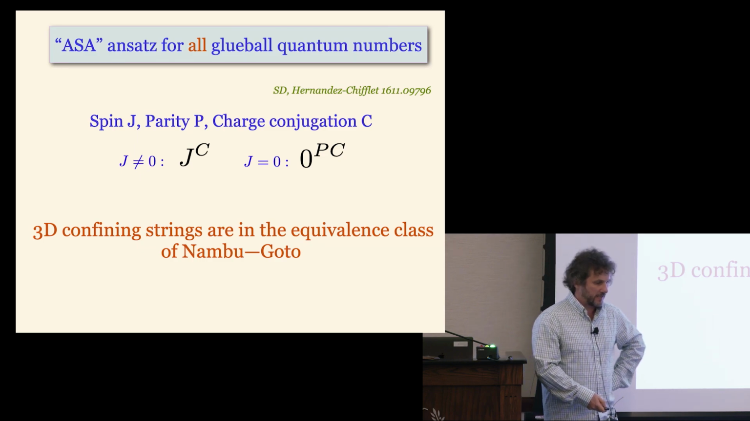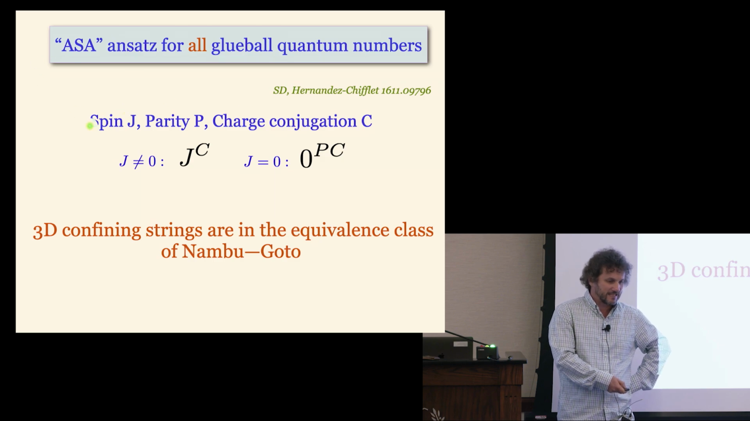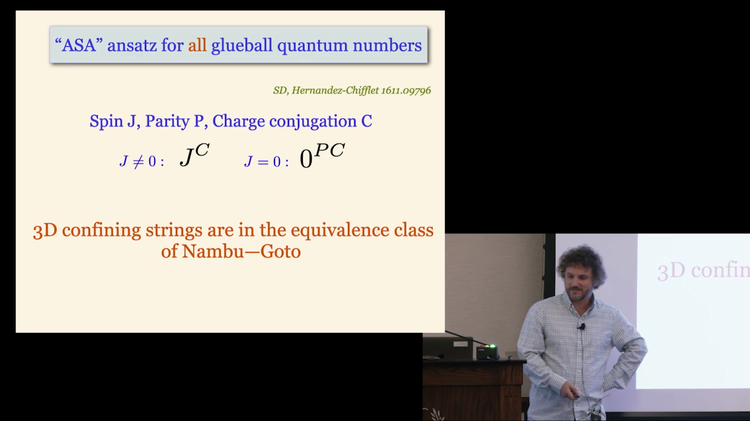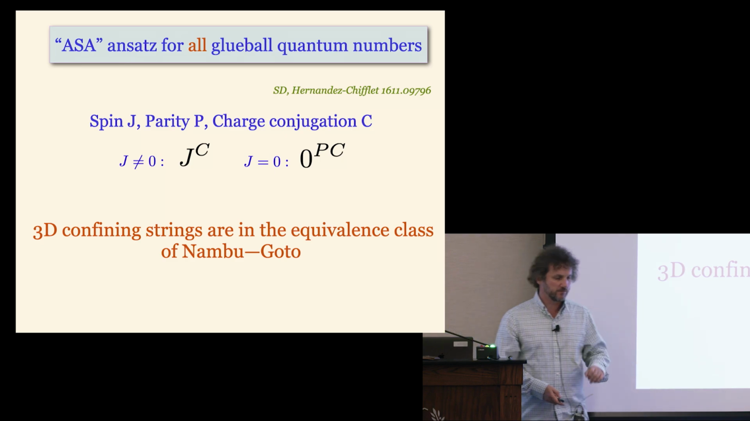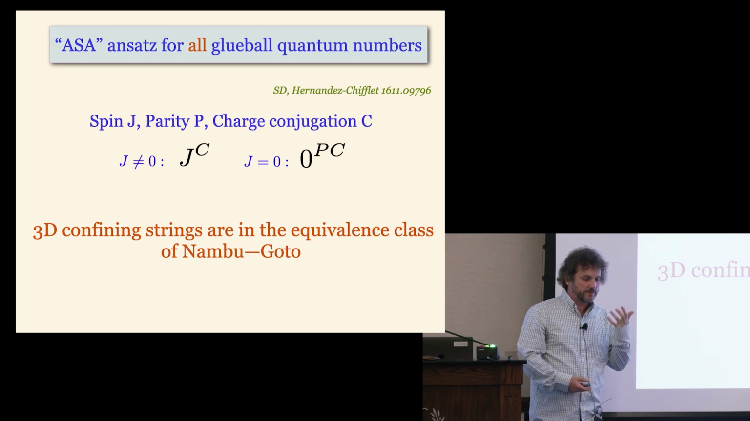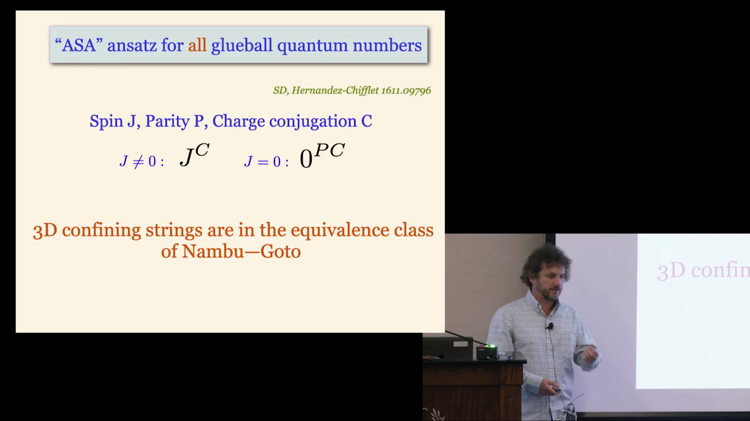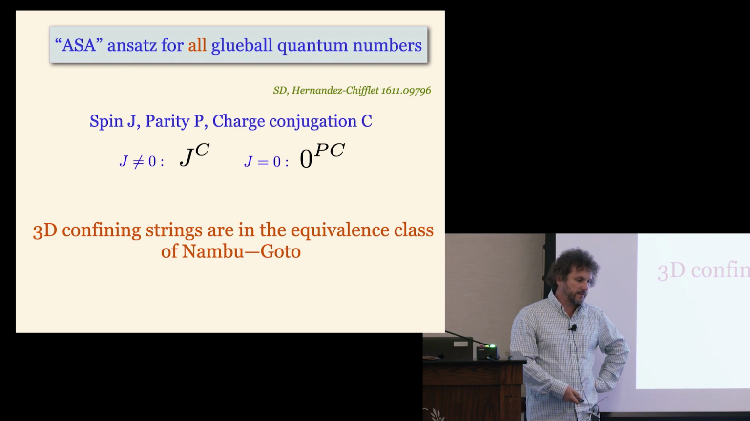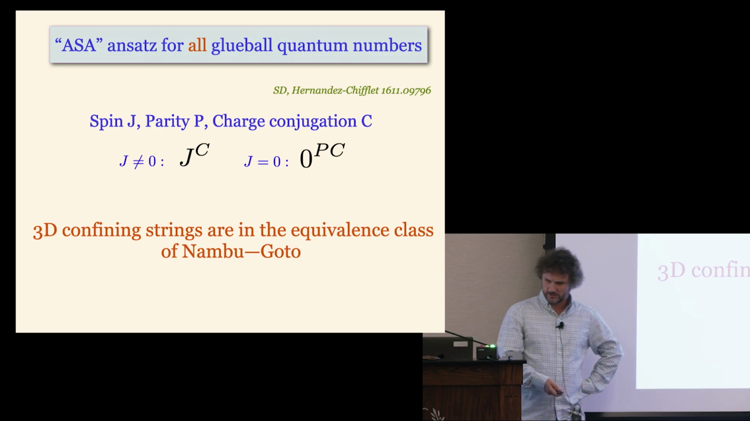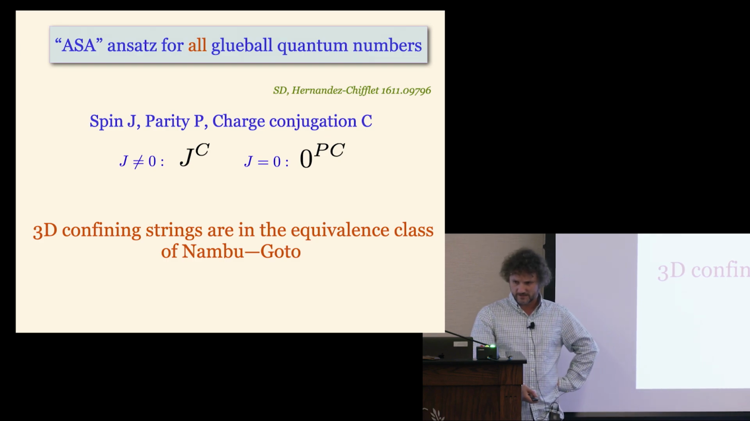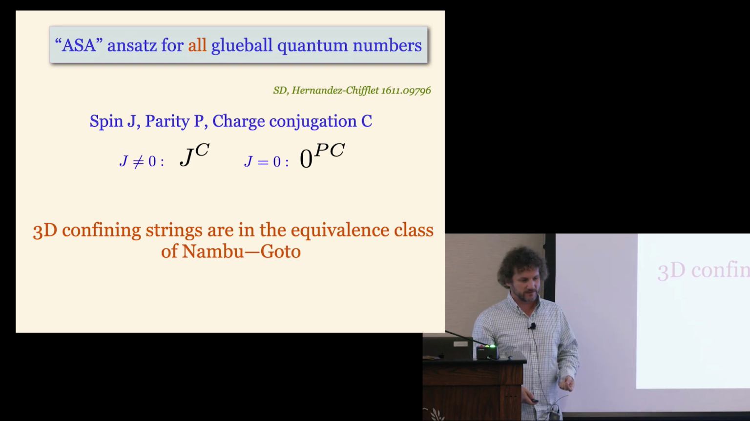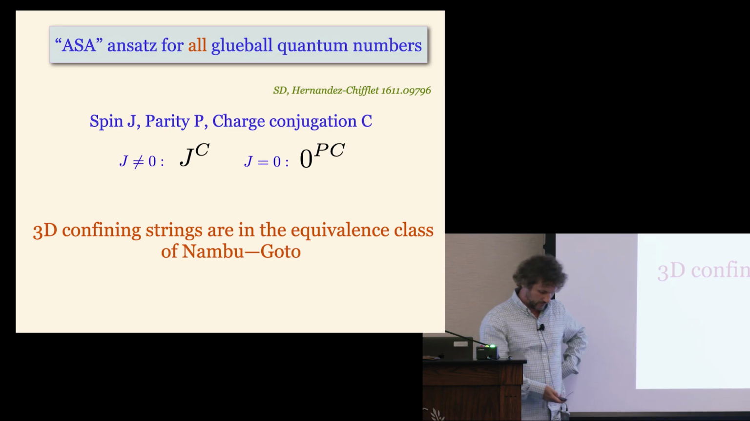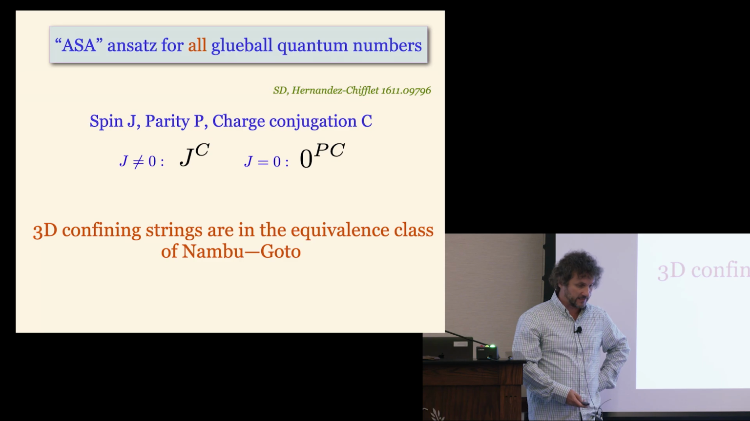And basically, these ansatz, the ASA stands for axionic string ansatz, and that refers to something which happens in four-dimensional Yang-Mills. So I'll maybe say a few words later on. But it was inspired by thinking in a unified way about 3D and 4D Yang-Mills. And in 3D Yang-Mills, it roughly speaking reduces to saying that 3D confining strings are in some sense in the equivalence class of just Nambu-Goto theory. And I'll say a few more words about what I mean when I say that.